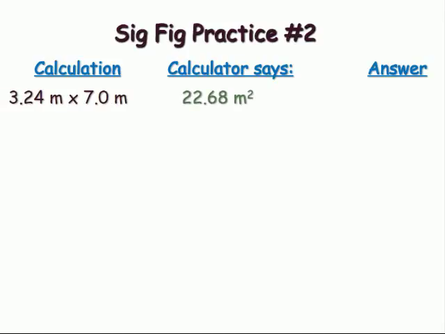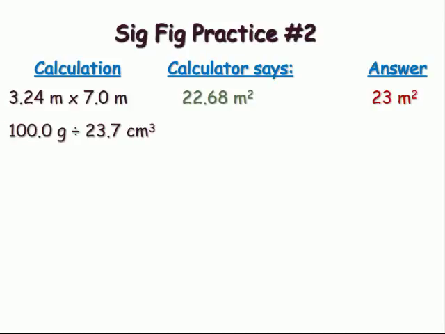All right, so if I punch this into the calculator, 3.24 meters by 7.0 meters, I get 22.68 meters squared, right, because of meters times meters. What am I going to report, though? I'm going to report 23 meters squared because of these 2 significant figures. I'm going to round this to a second significant figure.